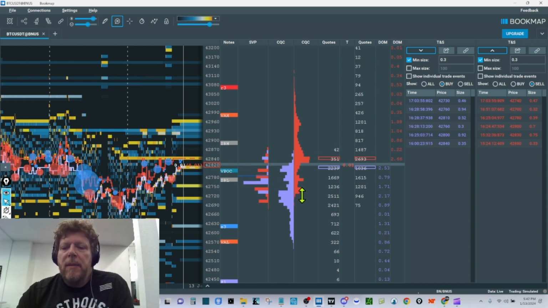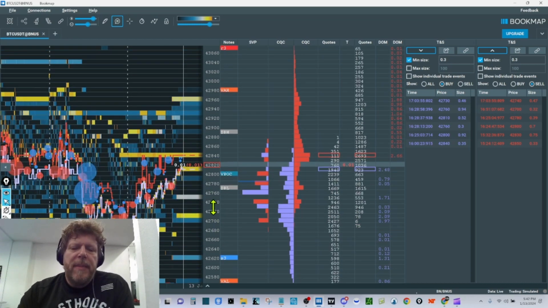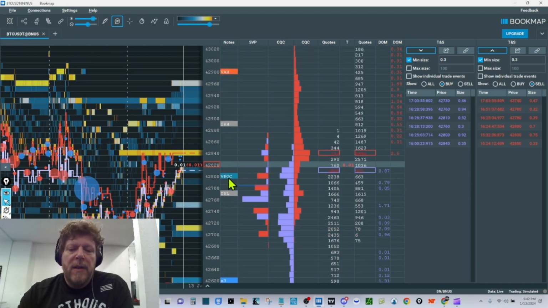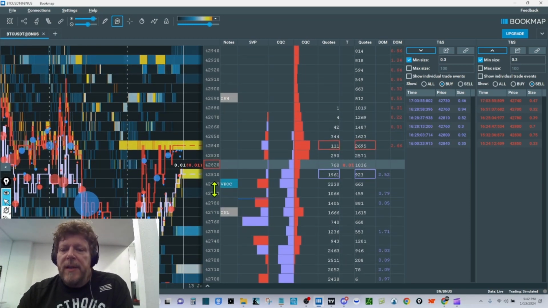So looking back at the DOM, anyway, sorry, just to backtrack. Here's your value area high based on yesterday's volume value area and your VPOC. You can see there's a lot of action happening just under VPOC at the IB low. Okay, now looking at the DOM, this is where things start to get interesting.